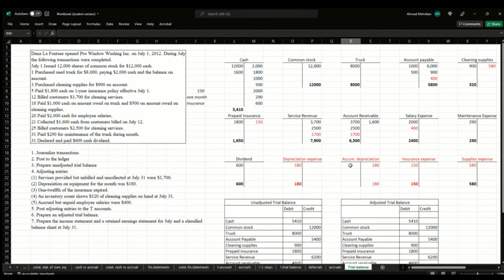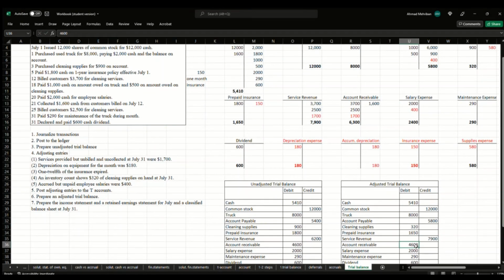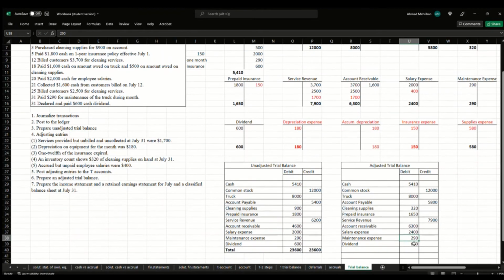So what we have here is cash remains the same, common stock the same, truck also. Accounts payable, however, has changed to 5,800. Cleaning supplies have reduced to 320. Prepaid insurance reduced to 1,650. Service revenue increased. We recognize the revenue. Accounts receivable 6,300. There is a change. 2,400 the salary expense incurred. Maintenance expense doesn't change. Dividends don't change, but we add depreciation.